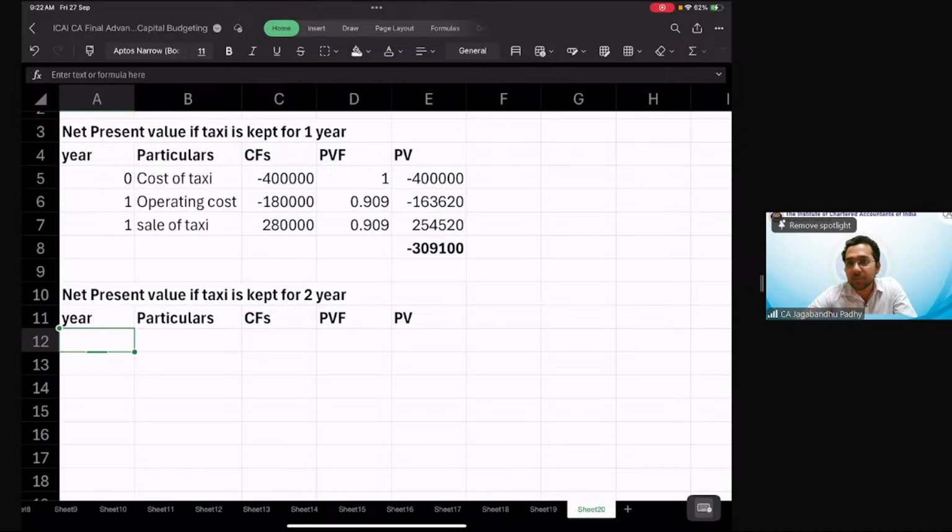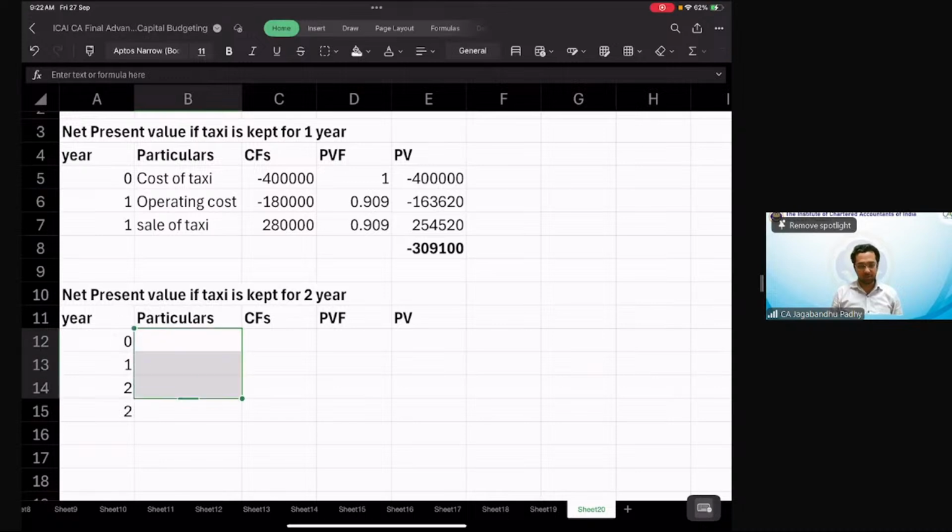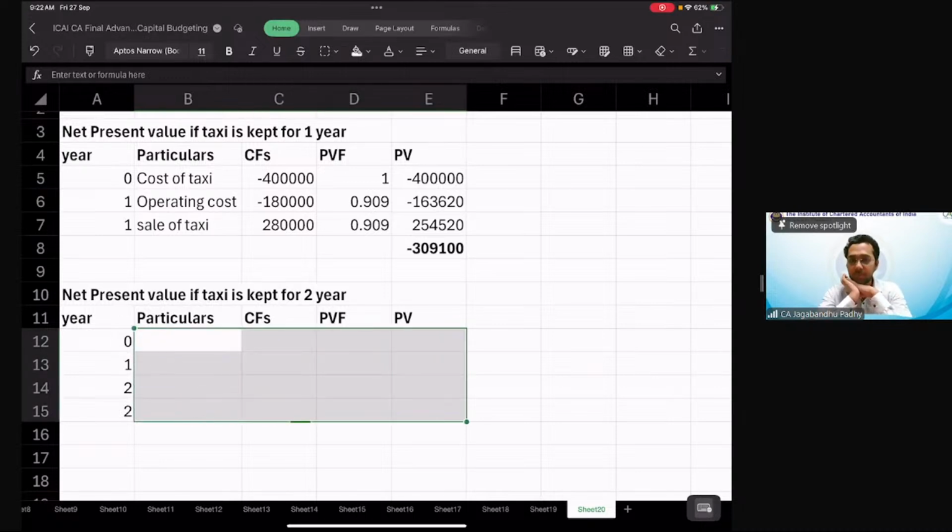Pooja, Nisha, Savita, Karthik, Sumit, Sanya, Nisha. Can you do it? I'll just give you a hint. Maybe year 1, 2, and 2. These are going to be your pattern of cash flows. So tell me the NPV. Please calculate the NPV if the taxi is kept for 2 years. Give me the NPV if the taxi is kept for 2 years.